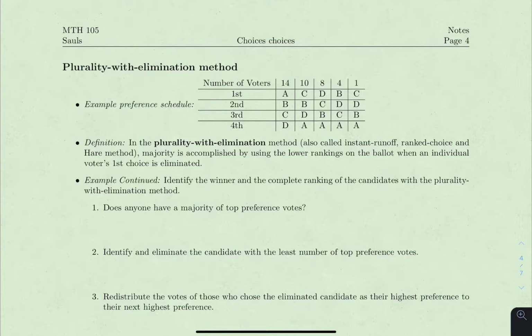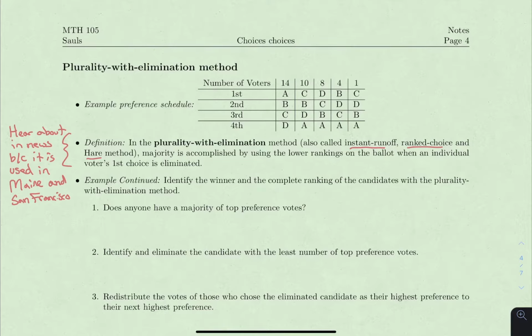It goes by lots of names: instant runoff, ranked choice, Hare method. You actually hear about this one in the news a lot, because it is actually being used in places in the United States. Maine has been trying this method since 2018, and San Francisco, I think, is also trying it as a recent experiment.